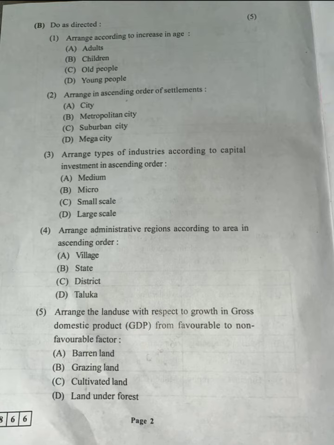After that the second position will be grazing land. Even a grazing land will be considered as a favorable land, because it gives lot of scope for animal husbandry as well as for development and occupation. After that is land under forest, and last is barren land. Barren land means the unused infertile land which is not used under cultivation. So this will be the hierarchy. I repeat once again: cultivated land, then grazing land, then land under forest, and last will be barren land.